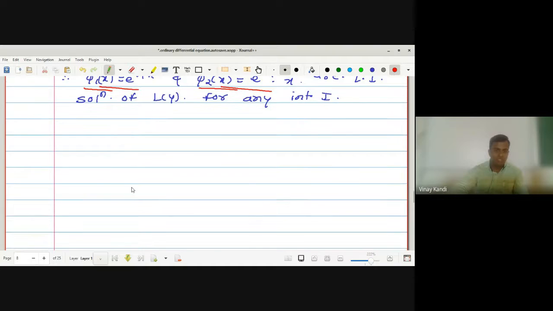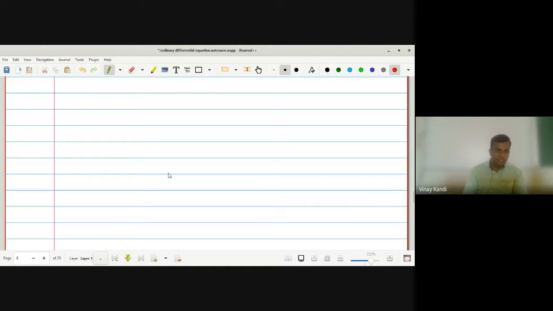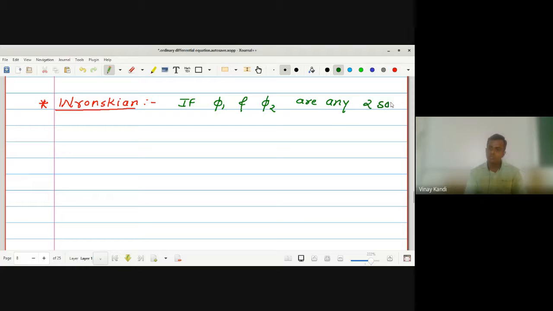Before that, we see one definition. What is the Wronskian? Look at the definition. If phi 1 and phi 2 are any two solutions of L of y is equal to 0.